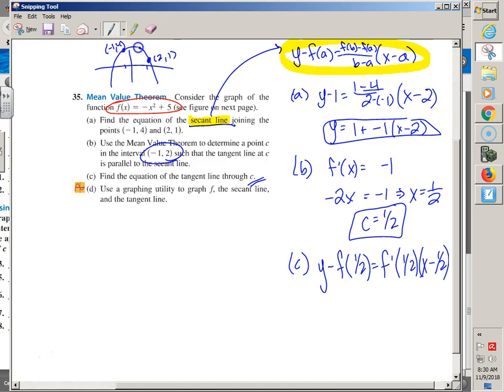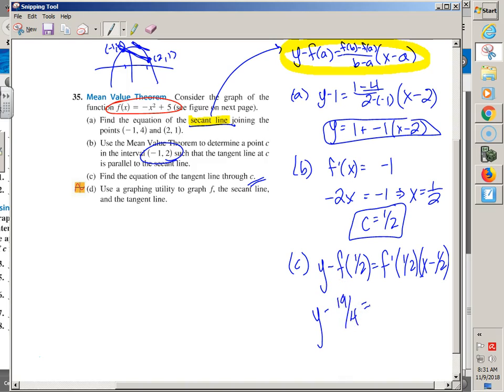I'm trying to find a special C value whose tangent line is parallel to the secant line. So for the tangent line, I can't be using these points. It's not on the line. I need that point, and that point is when x is 1/2. So a is 1/2, f of a is f of 1/2, and f prime of a is f prime of 1/2. So what do I do? I plug in stuff, and I say, okay, what's f of 1/2? Negative 1/4 plus 5. Anybody going to say 5 is 20/4? Negative 1/4 plus 20/4.